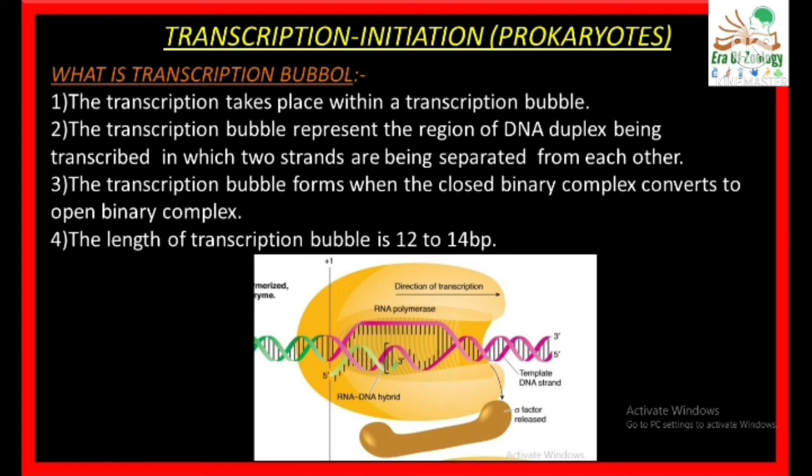Here you can see in this schematic diagram an open promoter complex; before it was a closed promoter complex, and now it has converted into an open promoter complex. Here the RNA transcript is being transcribed, and this is the sigma factor and this is the RNA polymerase, right? So this is a schematic diagram of the transcription bubble.